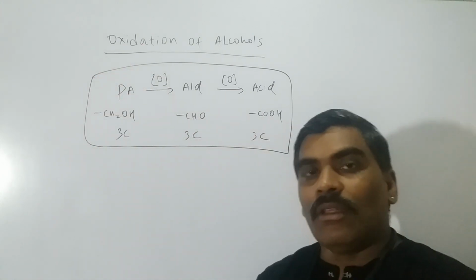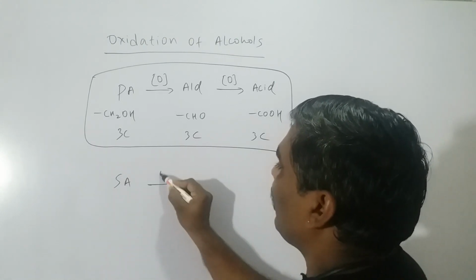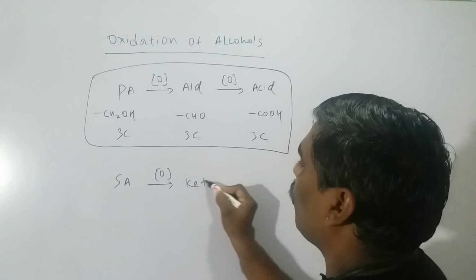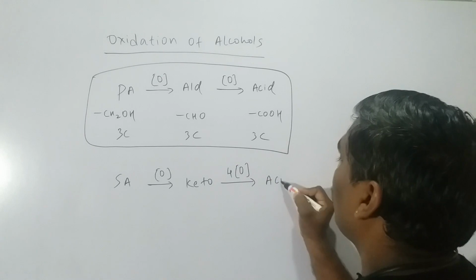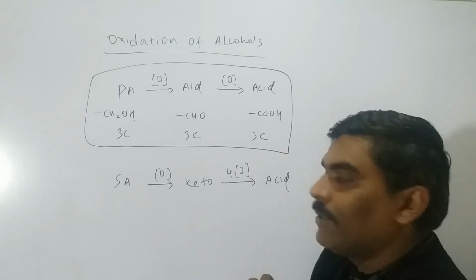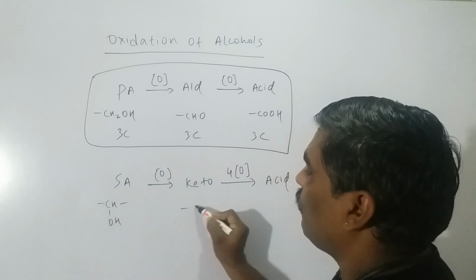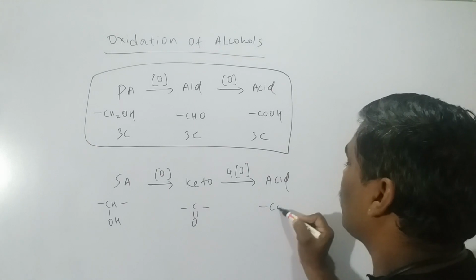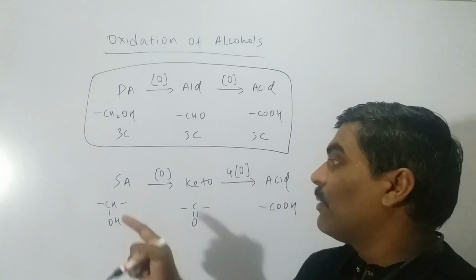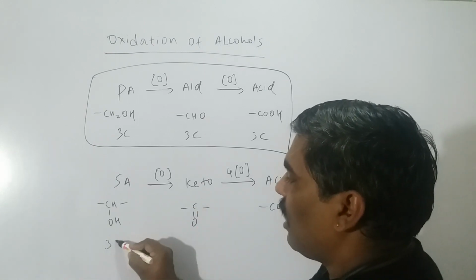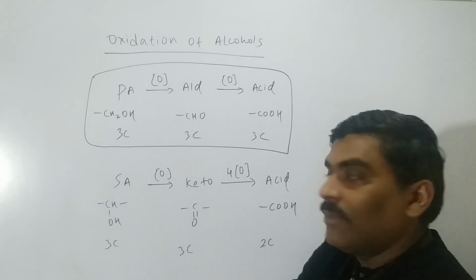In the same way, we'll go for secondary alcohol. Secondary alcohol on oxidation gives ketone, which on vigorous oxidation gives acid, which is carboxylic acid. But here, secondary alcohol, we can write it like this. The functional group of ketone is this here, and for acid is COOH. But in this, what is important to note is the number of carbon. If we have 3 carbon here, it is 3 carbon, but the acid contains 1 carbon less than the alcohol.